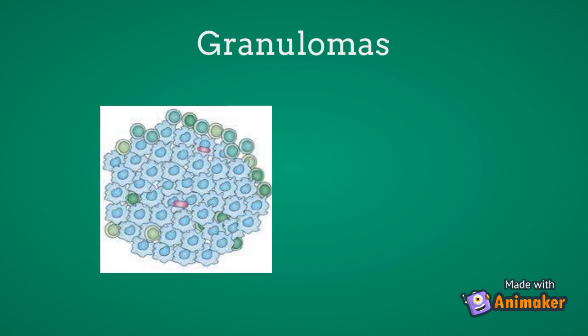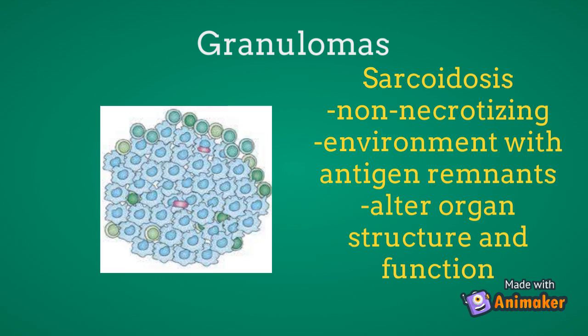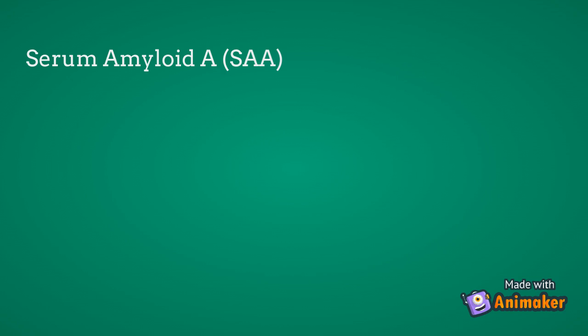Granulomas are small lumps of immune cells that form in areas of infection. In sarcoidosis, granulomas are non-necrotizing, meaning the tissue is still alive, create an environment with antigen remnants, and end up altering organ structure and function. Other factors that contribute to sarcoidosis are serum amyloid A and BAFF.